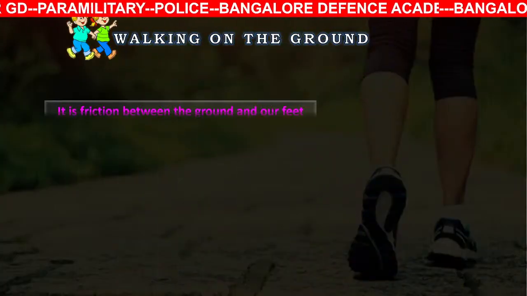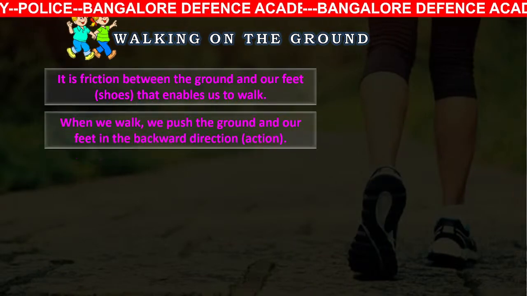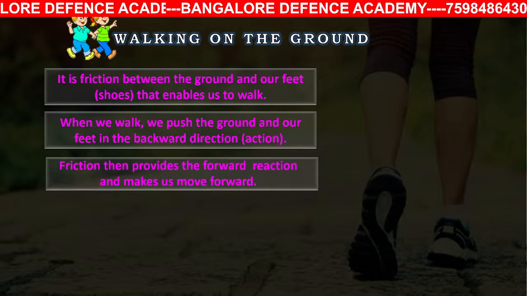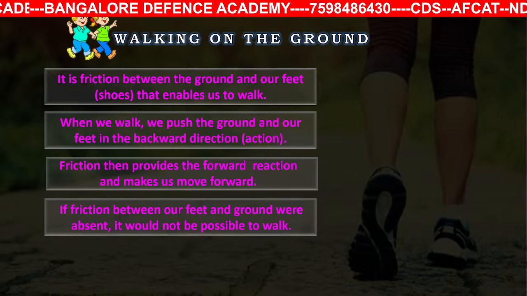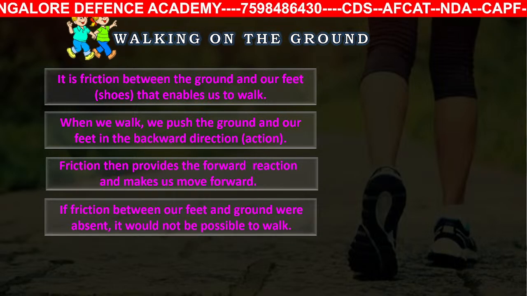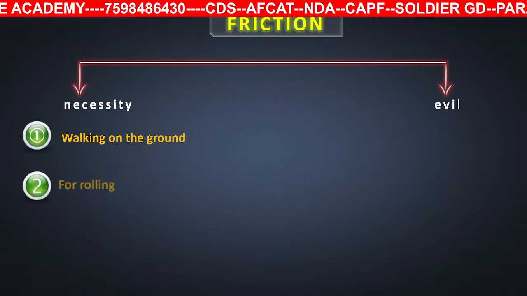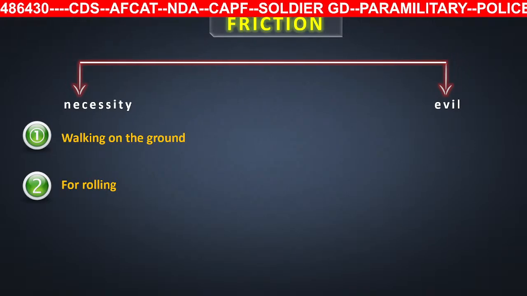Okay, next. So we have seen it is the friction between the ground and our feet that enables us to walk. When we walk, we push the ground with our feet in the backward direction. Friction then provides the forward reaction and makes us move forward. If friction between our feet and the ground were absent, it would be impossible to walk. So the first necessity: friction is necessary. We have seen one point, that is walking on the ground.